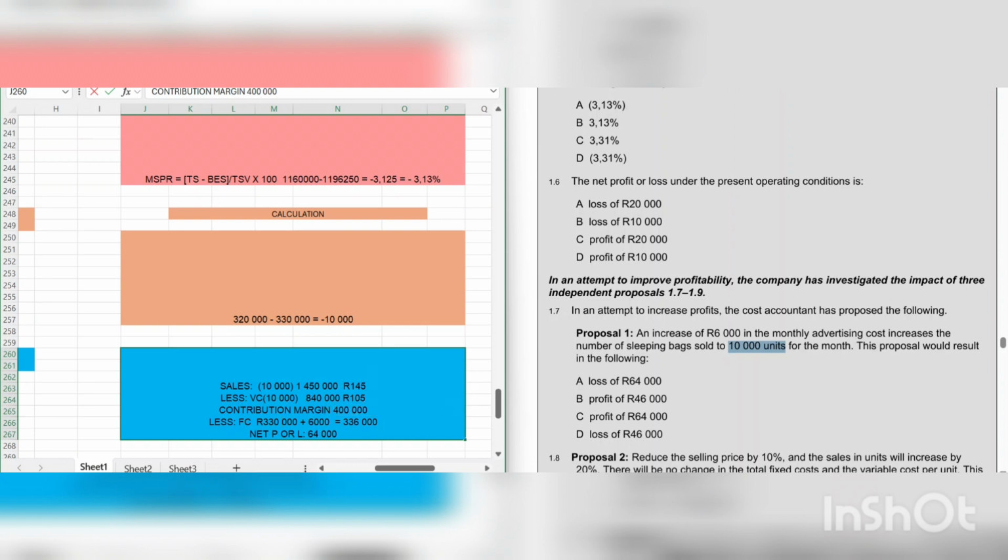All right. Then it told you that we have 6,000 in advertising cost. Advertising cost is a fixed cost. So 330,000 plus 6,000 is 336,000. Contribution margin minus your fixed cost gives you a profit of 64,000 Rand. So that would be answer choice C.